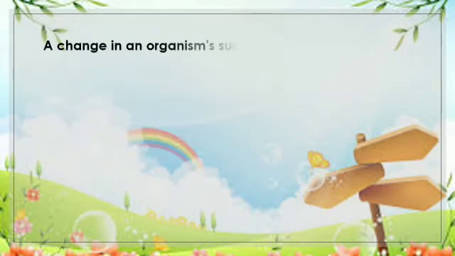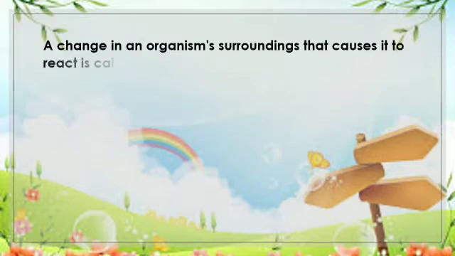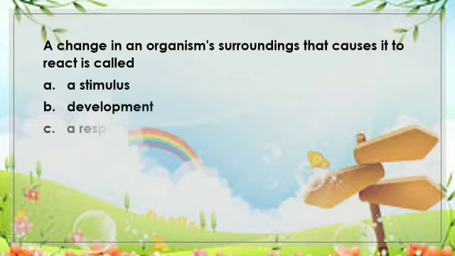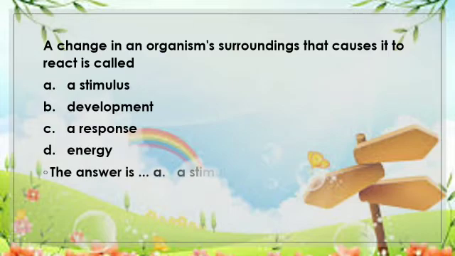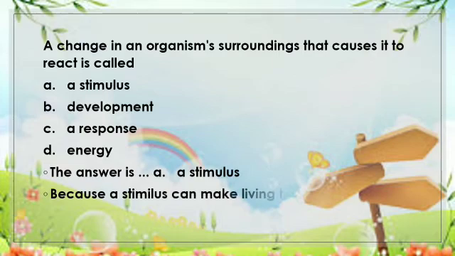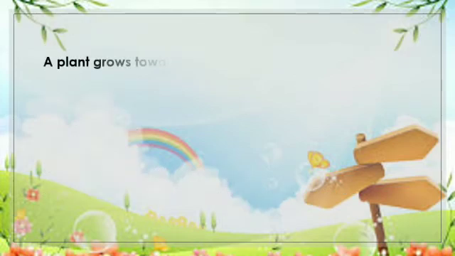A change in an organism's surroundings that causes it to react is called: A. A stimulus, B. Development, C. A response, D. Energy. The answer is A. A stimulus, because a stimulus can make living things move and grow toward the light.